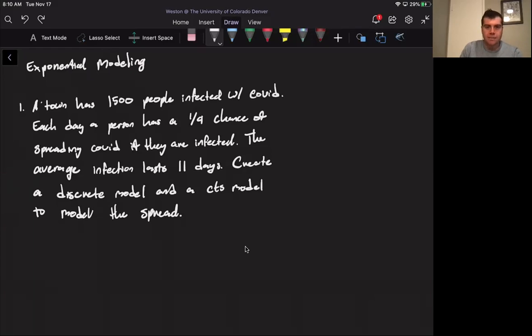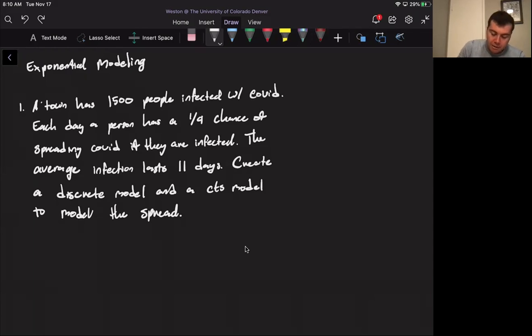Other problems like this might then prompt you to graph these models or compute how many people are infected after a certain period of time passes. We're just going to skip that for right now and just focus on building the model.